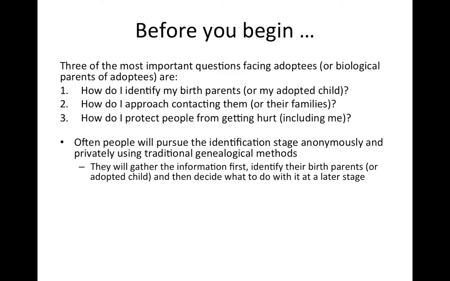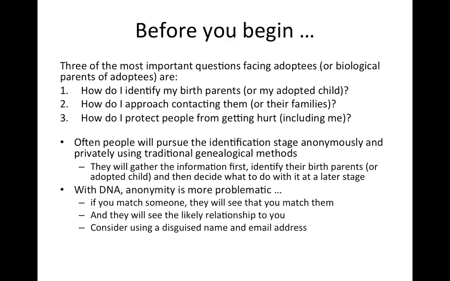Often people will pursue the identification stage anonymously and privately using traditional genealogical methods, and then only after that will they decide whether they want to go any further. They will gather the information first, identify their birth parents or alternatively their adopted child, and then decide what to do with that information at a later stage.